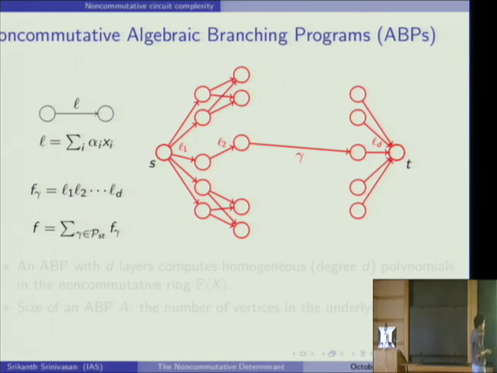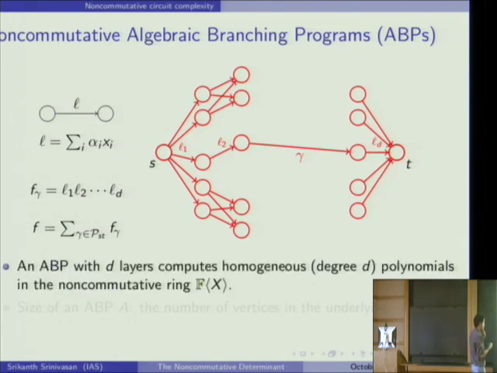All right. And the way I have defined it, an ABP with d layers, in which every path from S to T is of length d, computes homogeneous degree d polynomials in the non-commutative ring F<x>. So you can also look at ABPs that compute inhomogeneous polynomials by adding a constant term in these linear forms. But for the purposes of this talk, I am going to stick with this model because it's going to be useful for some reasons. And the size of this thing, again, is simply the number of vertices in the underlying graph. Okay.